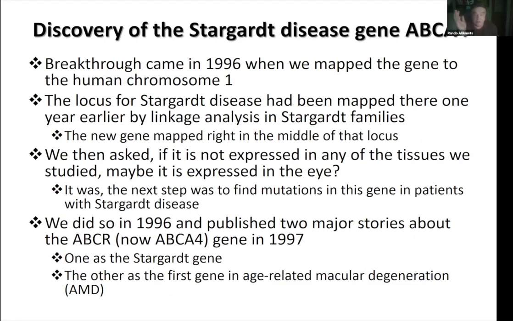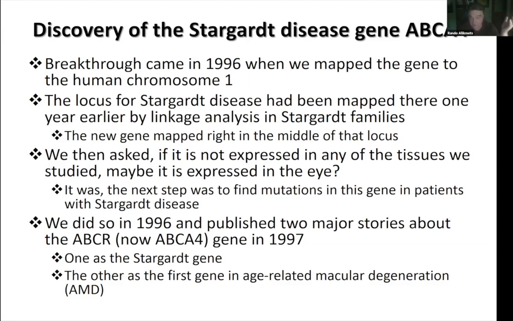So region mapping is done by linkage analysis in families. And what that analysis does, it looks at what region in the genome is shared by all patients, all affected members. So they said, well, the Stargardt gene has to be in this piece, but that piece was really big. But now when we mapped the ABCA4 gene, it mapped smack right in the middle of that region. So it was clear to me that that could be something. And then I said, aha, that's why we don't see the expression. It's not expressed anywhere.